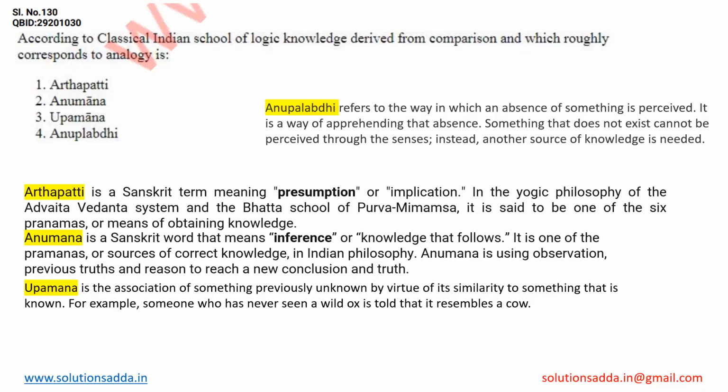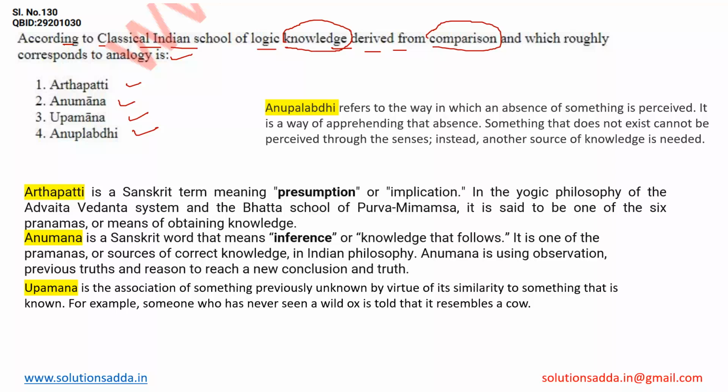Hello everyone, this is question number 30. According to classical Indian school of logic, knowledge derived from comparison, which roughly corresponds to analogy, is either Arthapati, Anumana, Upamana, or Anupalabdhi. So this is a memory based question. You must know the meaning of these four options in order to answer this question.